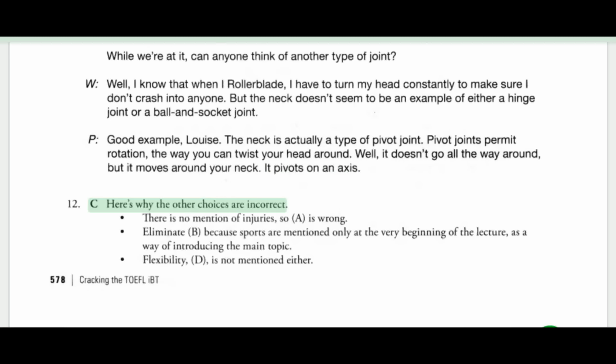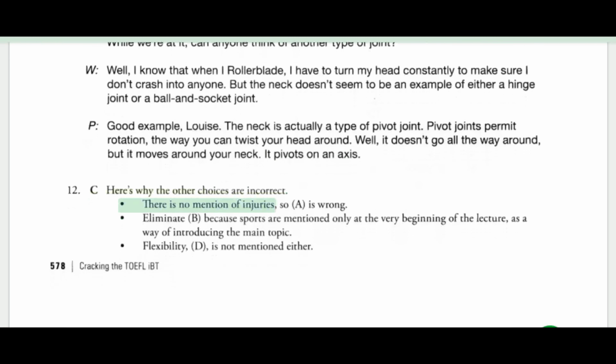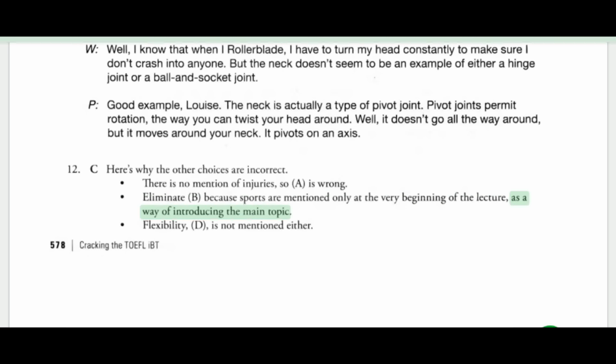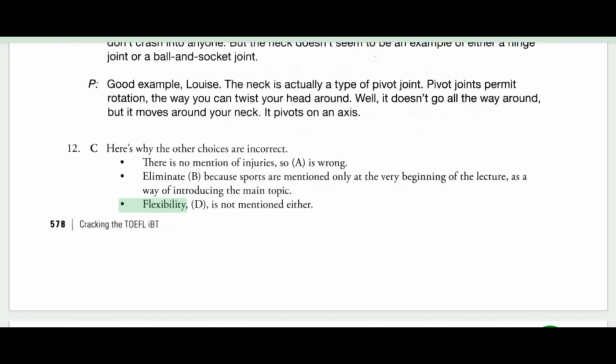12. See, here's why the other choices are incorrect. There is no mention of injuries, so A is wrong. Eliminate B because sports are mentioned only at the very beginning of the lecture, as a way of introducing the main topic. Flexibility, D, is not mentioned either.